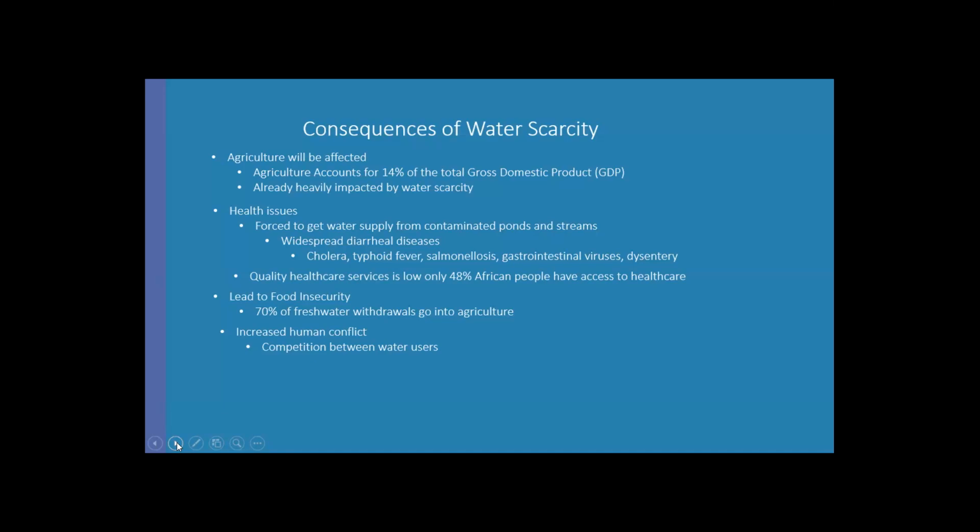Water scarcity can also lead to food insecurity, and 70% of fresh water withdrawals go into agriculture. And like I said, agriculture is a big product in Africa. Eventually, water scarcity could lead to human conflict due to competing for water.